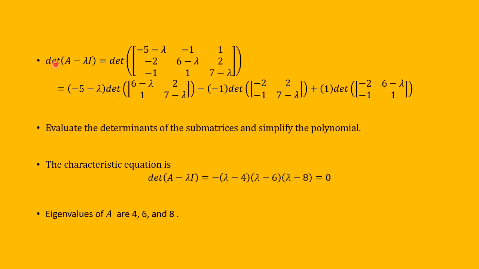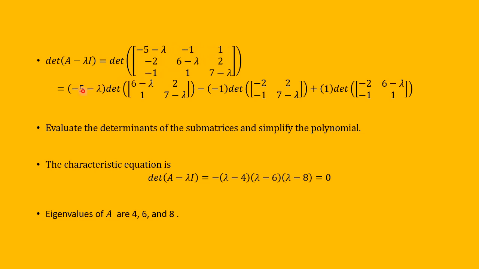So first, let's evaluate the determinant of A minus lambda I. It's the determinant of this matrix, where we just subtract lambda from each of the terms on the principal or main diagonal of A. This is a 3 by 3 matrix. We can find its determinant by expanding using minors, expansion by minors. Let's use the first row.